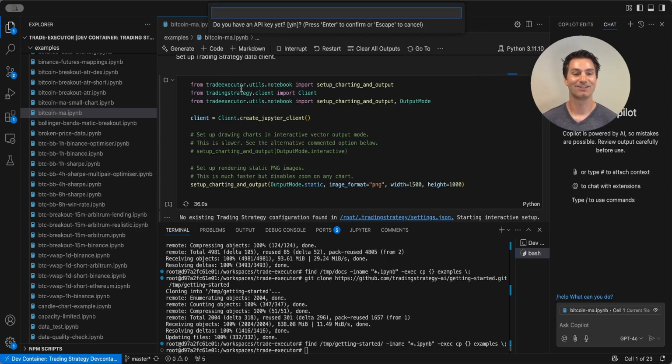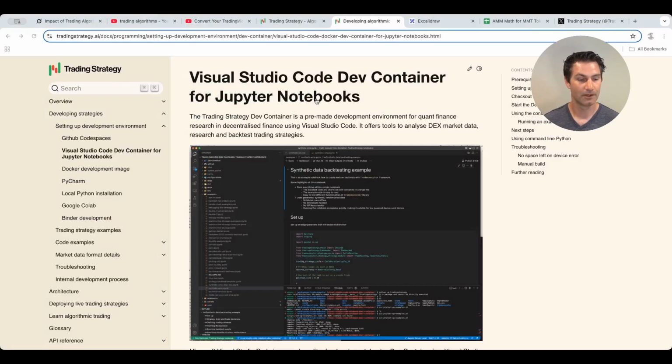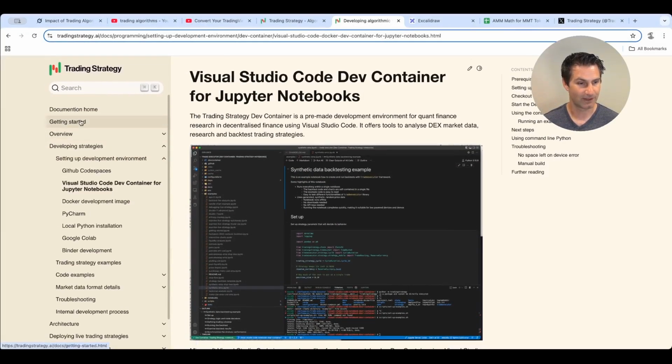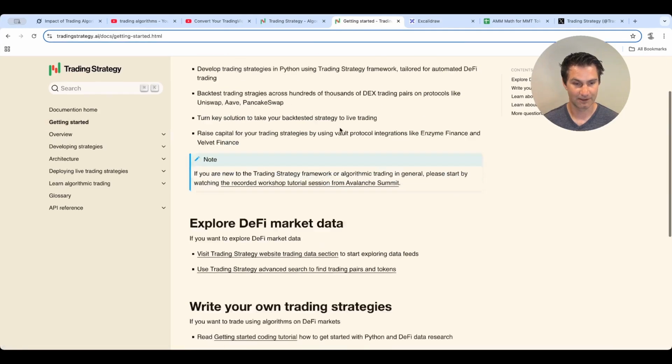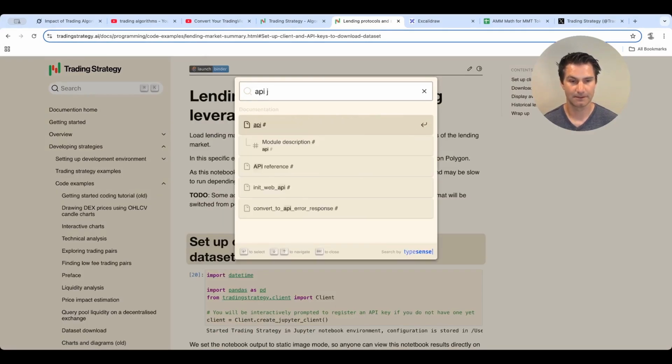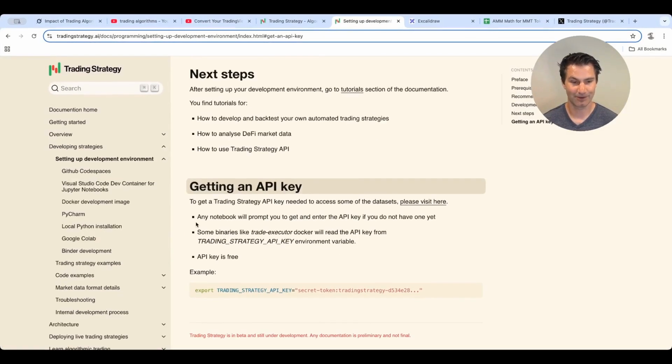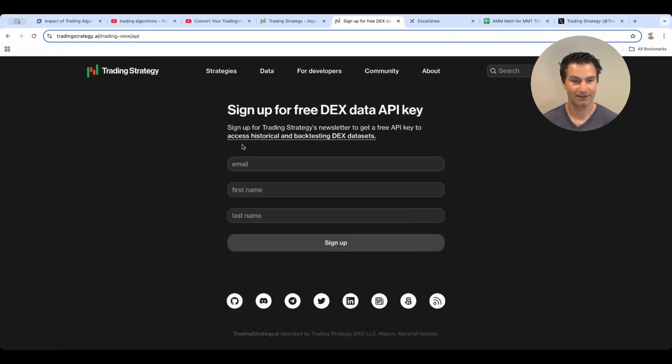So do you have an API key yet? That's something that we're going to want to understand. So let's go ahead and see when we come back here, we are going to want to get an API key. So somewhere in here, forgive me getting started, getting an API key. How about that? There we go. To get a trading strategy API key, please visit here. All right, great. And then you go ahead and you enter your email, first name, last name, and that's going to give you the API key.